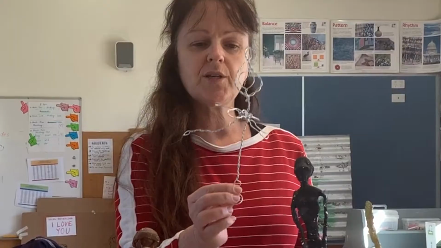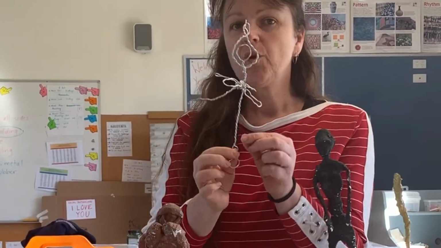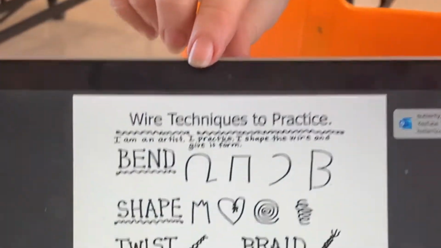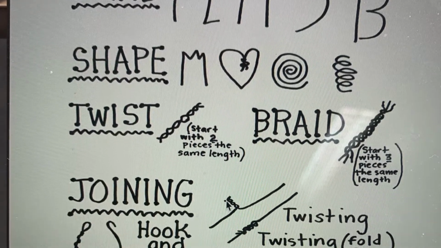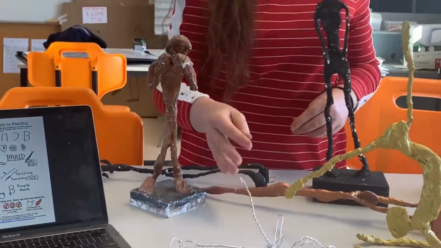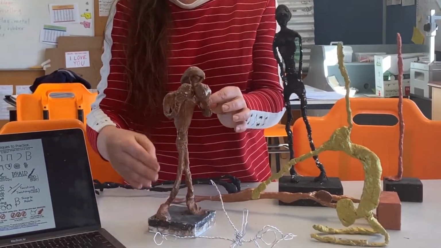The first thing we do is we make what's called a wire armature, and this is the basis of our sculpture. We look at doing different wire techniques. So this is something that I've just got off the internet, and I'll include the web address as to where I've got that off. Then what we do is students start to add plaster to their figures, and they need to think about their base.